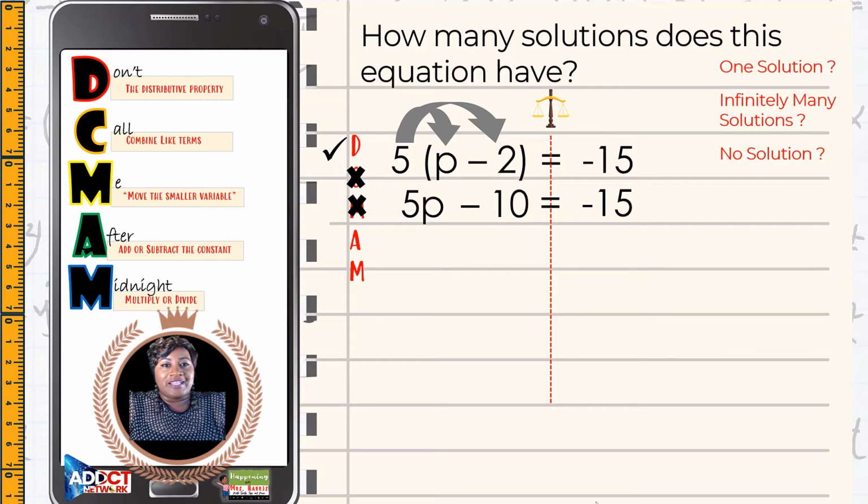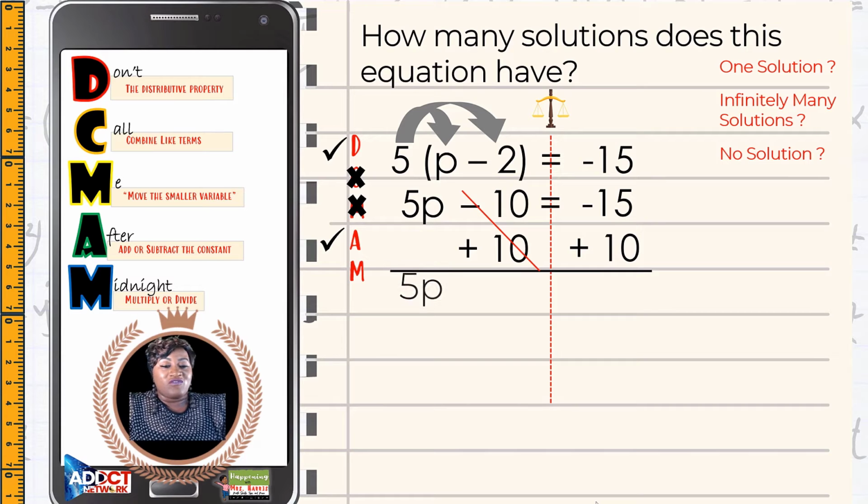Next, let's check for constant terms. Is there a constant on the same side of the equal sign as the variable? Yes. On the left side of the equal sign, we have 5p minus 10. So we need to eliminate the minus 10 by using inverse operation. Since it is being subtracted, we will add 10 to both sides of the equal sign. This will leave us with 5p equals negative 5 plus 10 is negative 5.